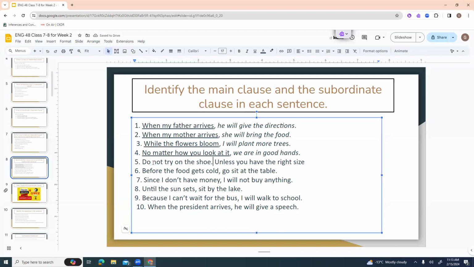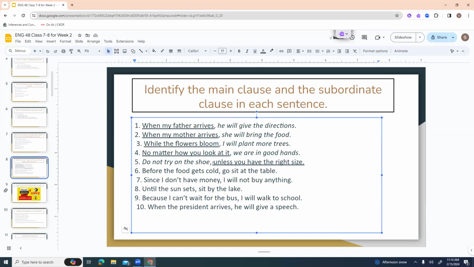So I flipped this one around in our short span of attention. Okay. Do not try on the shoe unless you have the right size. Okay, this time, where is the subordinating conjunction? Unless is our subordinating conjunction, and there is our subordinate clause. I'm going to underline that there. Now, so that means this part, do not try on the shoe, is your main clause, because that could stand all by itself, right?